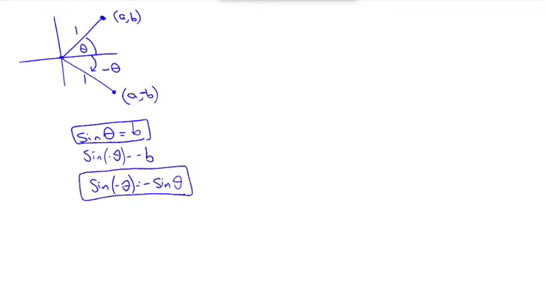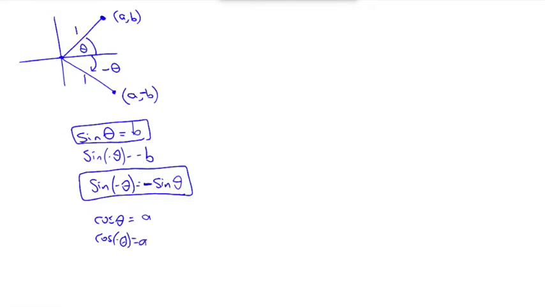It gives you a negative identity, I guess is the best way to say it. So if you're taking sine of a negative angle, you can change it to sine of a positive angle. You just have to make sure you put a negative in front of it. All right, what do you think happens with cosine? Well, what's cosine of theta? A. What's cosine of negative theta? It's also equal to A.